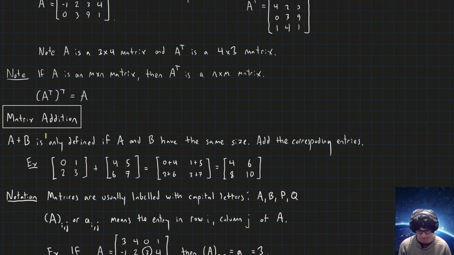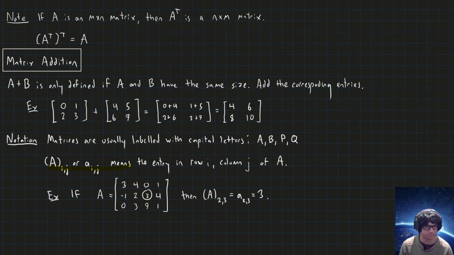Okay, so let's say what matrix addition is. If A and B are two matrices, then the sum A plus B is only defined if A and B have exactly the same size. We compute that sum in a straightforward way. We just add the corresponding entries. And here's a little example of the sum of two 2 by 2 matrices.